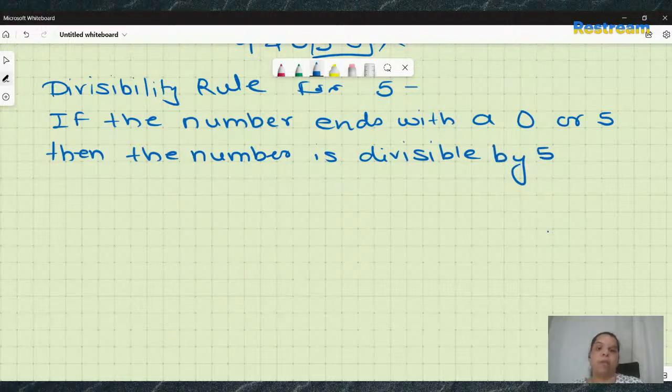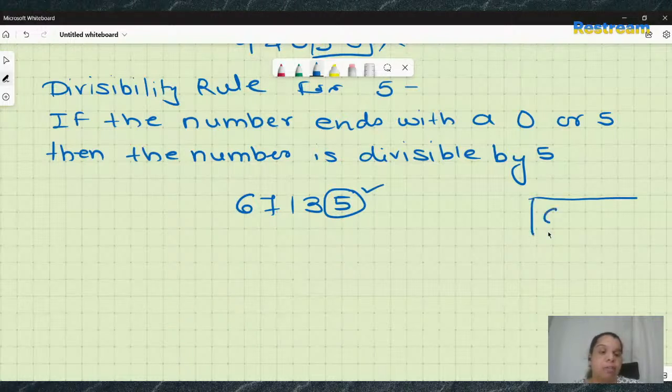Okay, so let's test it. I have 67135. Is my number ending with a 5? Yes. So this number has to be divisible by 5. Still, we will try and divide it. So we have 67135 divided by 5.